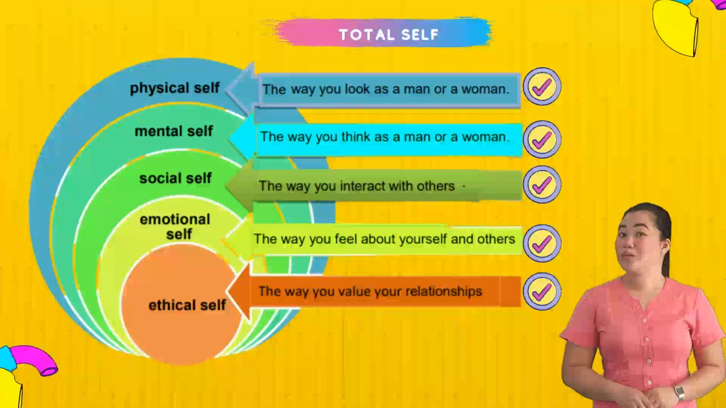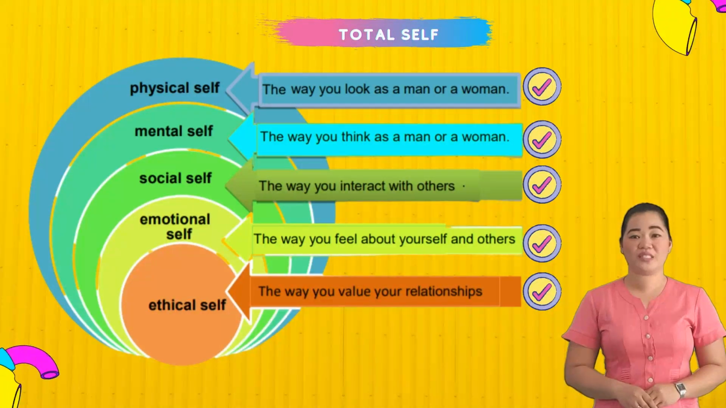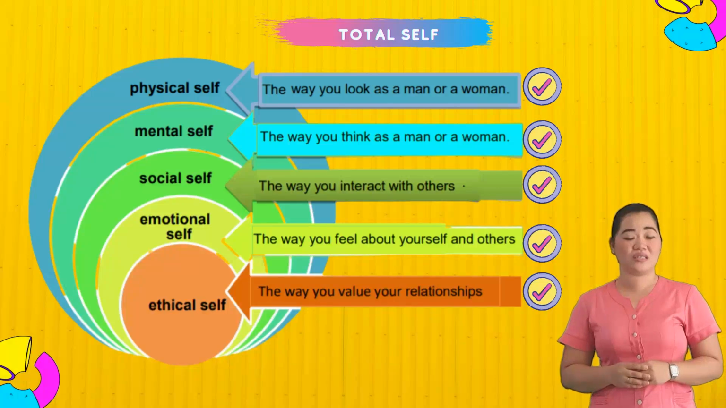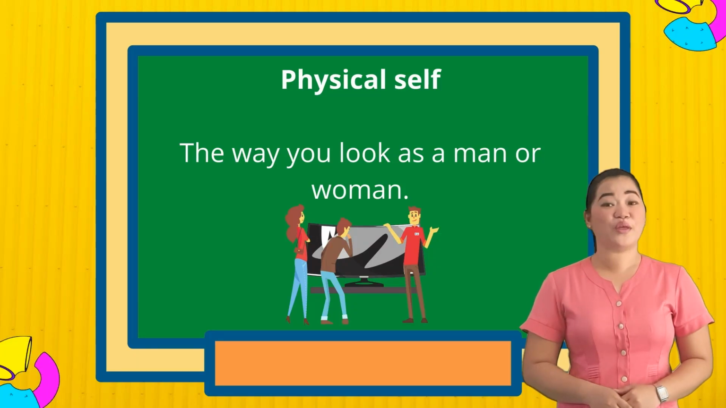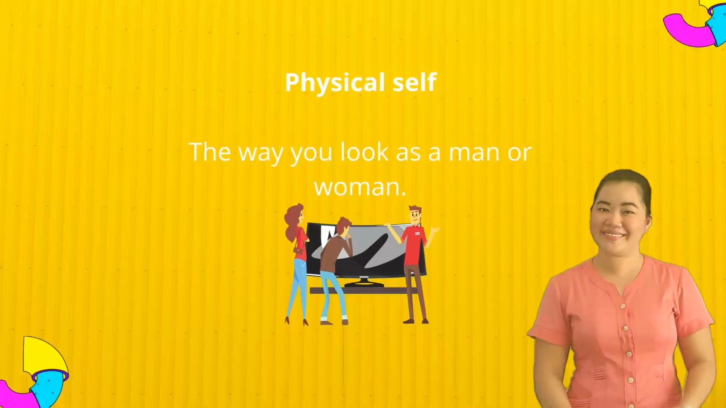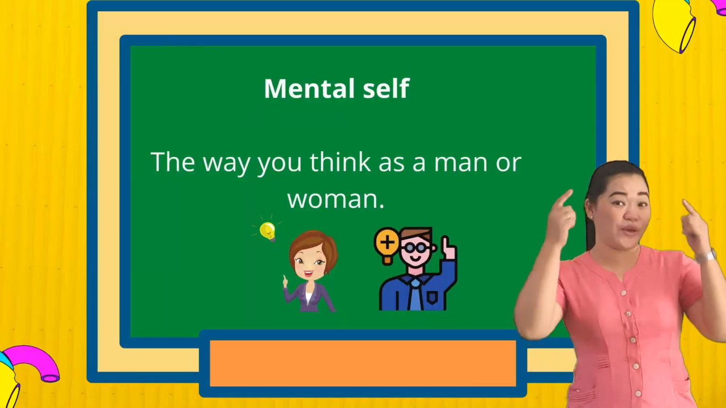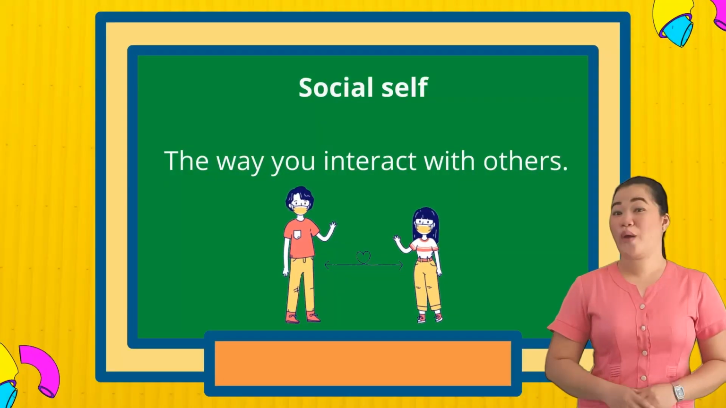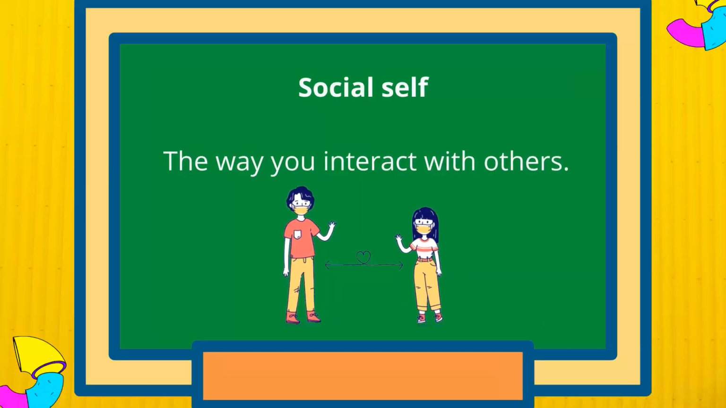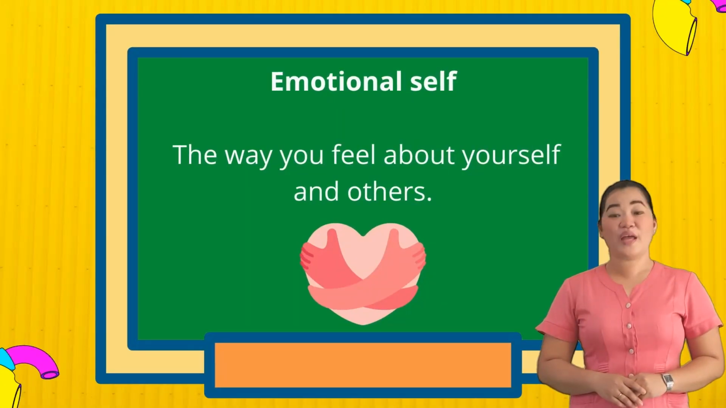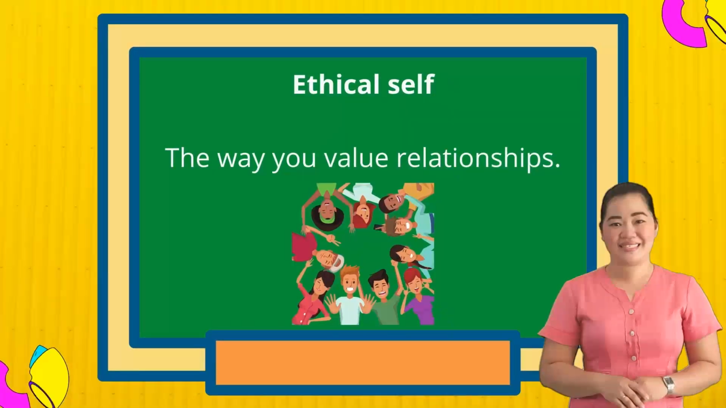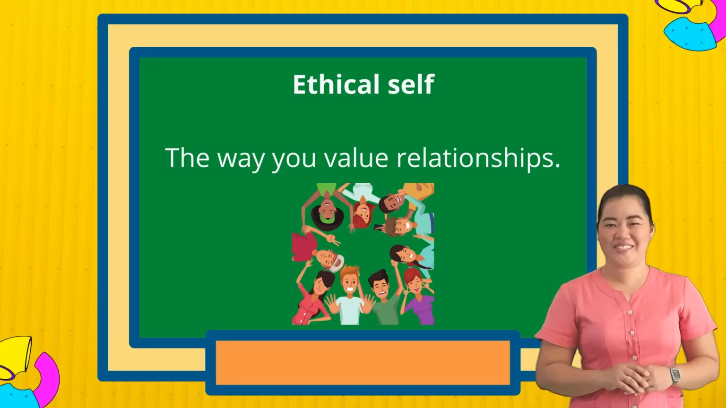It aims to provide you with knowledge and skills needed to establish and practice helpful behaviors. Sexuality refers to your total self. Sexuality involves the physical, mental, social, emotional, and ethical dimensions of one's personality. Physical self, the way you look as a man or woman. Mental self, the way you think as a man or woman. Social self, the way you interact with others. Emotional self, the way you feel about yourself and others. Ethical self, the way you value relationships.